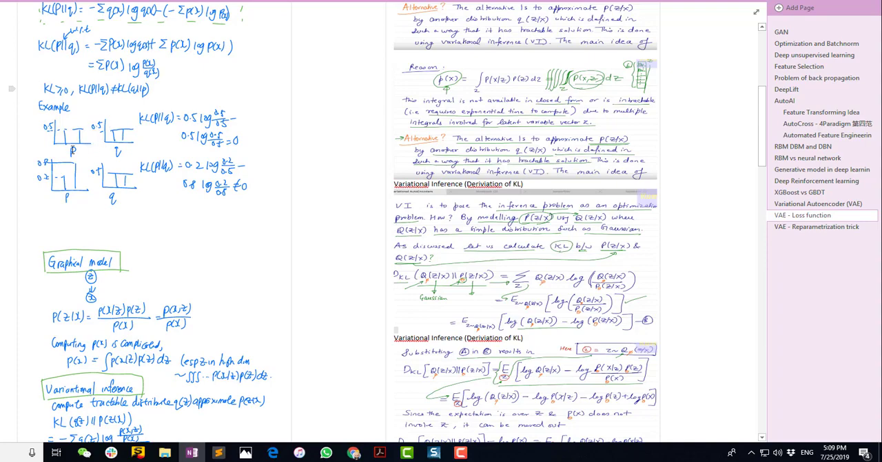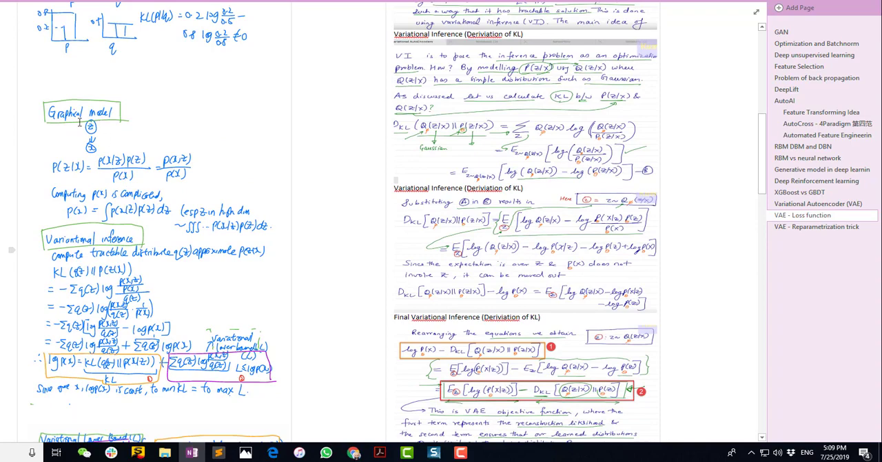Now for example, if you have only 2 points and 2 events, let's say this is A, this is B, the probability of A happening is 0.5, B happening is 0.5, the same for Q. If you substitute this into this formula, you will get the KL divergence as 0 because they are exactly the same distribution. Now if the chance of A happening is 0.2 and B is 0.8, and Q is both 0.5 as before, then it will not be 0.